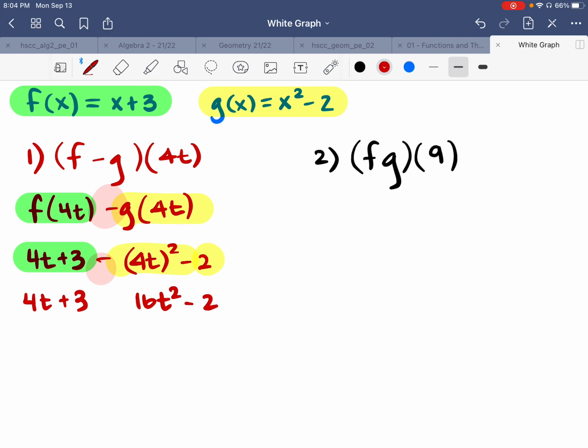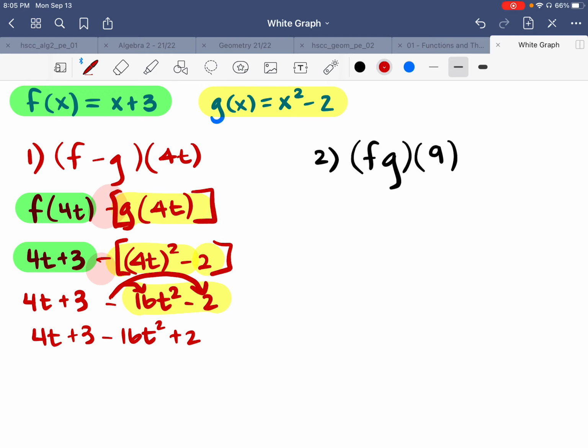Now, what we need to do is subtract what's in yellow. So we're going to subtract the yellow function right there from the pink function. Now, to do that, we have to remember the distributive property. So we have to take the negative and move it to the 16t squared and to the negative 2. So this gives us 4t plus 3, in other words, our green function, minus 16t squared plus 2, which is why I said it might have been good to put the bracket over there.